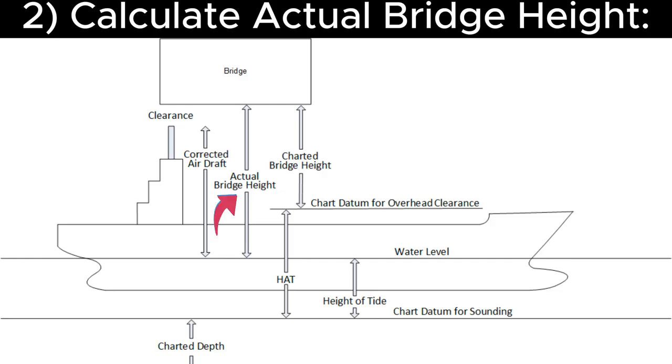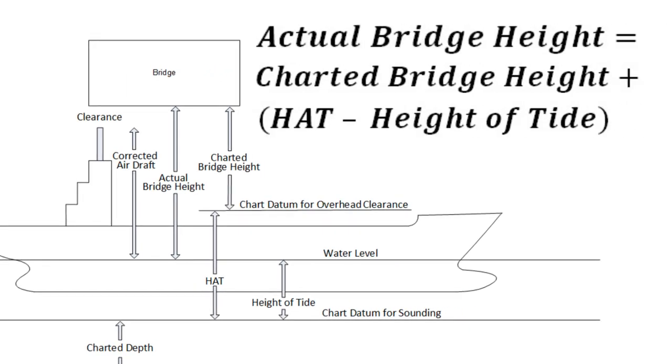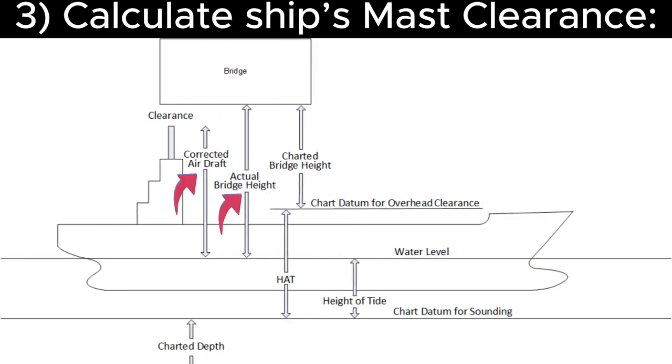To find the actual bridge height, subtract the height of tide from the highest astronomical tide and add the result to the charted bridge height. Charted bridge height was defined in Step 1. Calculate ship's mast clearance. Take the corrected air draft from the actual bridge height and you are done.